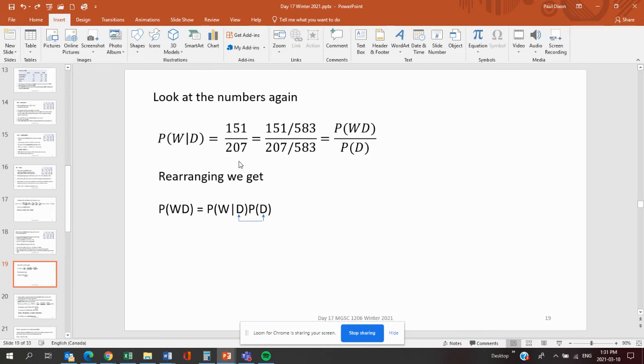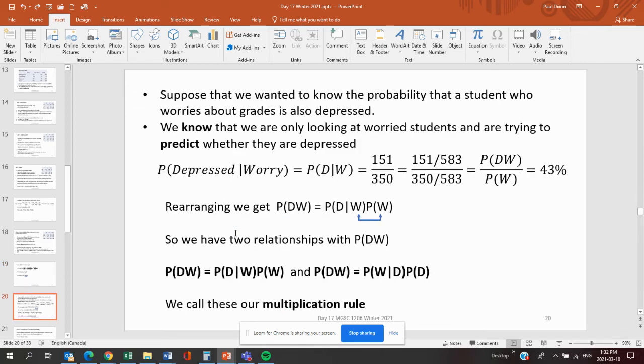And if I look at the numbers again, if I divide top and bottom by 583, I get the probability of both worried and depressed on top, and on the bottom, the probability of depressed. So I've got a new formula. Let me rewrite it: the probability of worried and depressed is the probability of worried given depressed times the probability of depressed. This may not seem obvious now, and it may have been easier with the addition rule we had before, but we're getting another rule here.